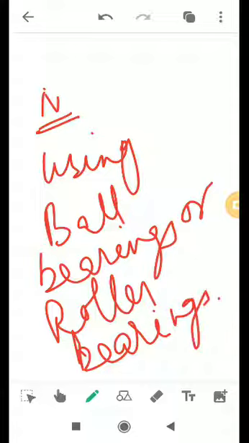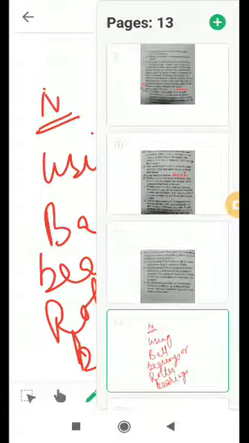So by this we have completed all the questions which are given in the D and E section.